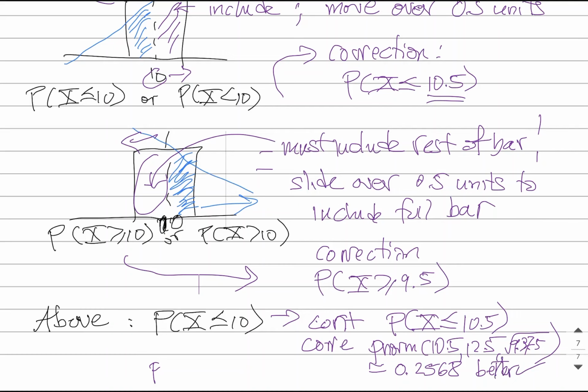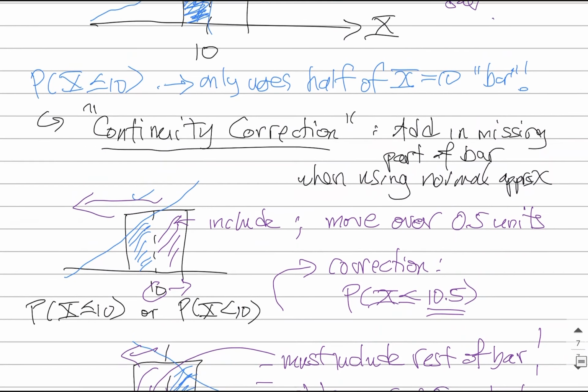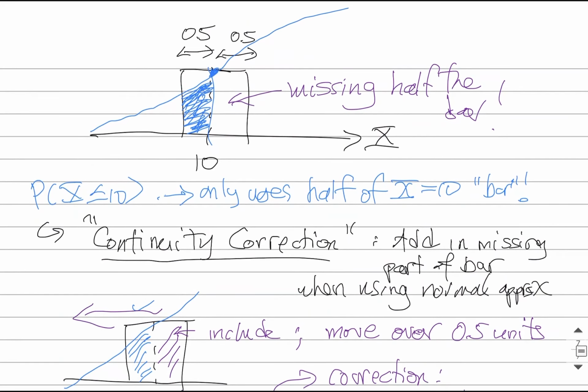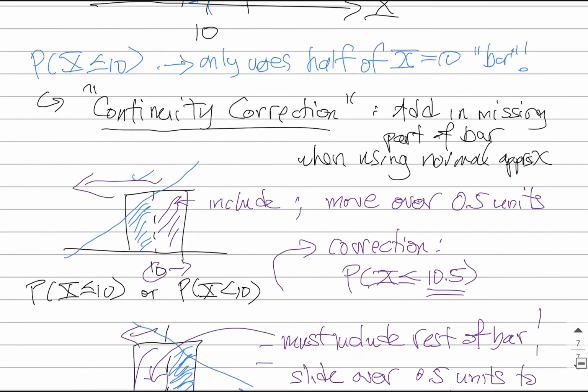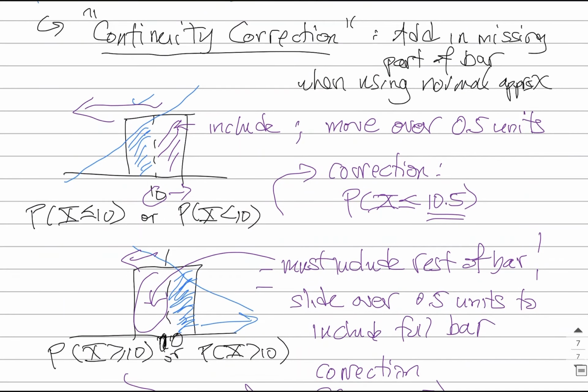So the central limit theorem is the underlying mathematical fact that allows us to replace a discrete distribution like binomial with a normal. But if we actually want to put it in practice, we have to involve what's called this continuity correction, because taking values like 10, we typically miss half of a bar. That means we need to slide things over to include the rest of a bar.